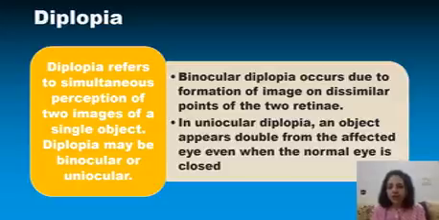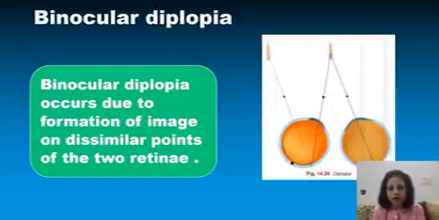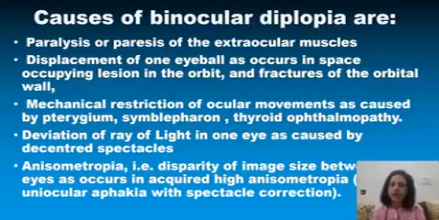Binocular diplopia occurs due to formation of images on dissimilar points of the two retinas. In uniocular diplopia, an object appears double from the affected eye even when the normal eye is closed.